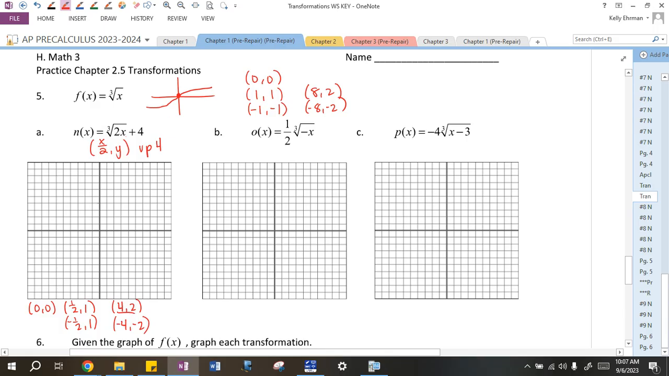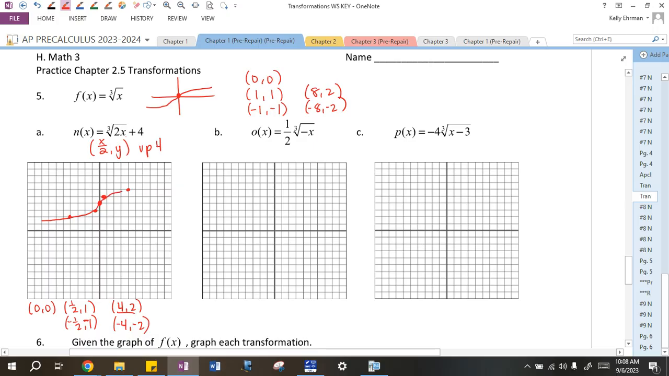So 0, 0 goes up 4. 1 half, 1 goes up 1, 2, 3, 4. Negative 1 half, negative 1 should go up 1, 2, 3, 4 units. 4, 2 goes up 1, 2, 3, 4. And negative 4, negative 2 goes up 4 units as well.